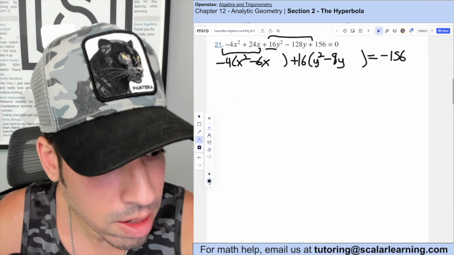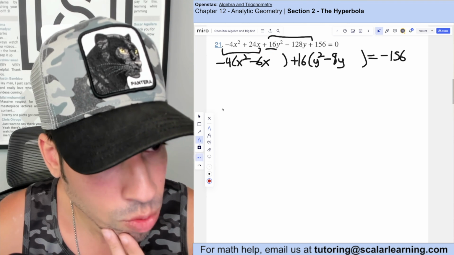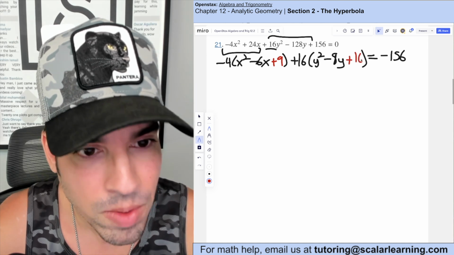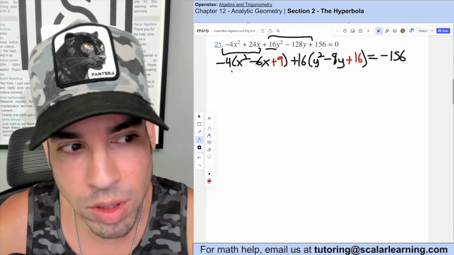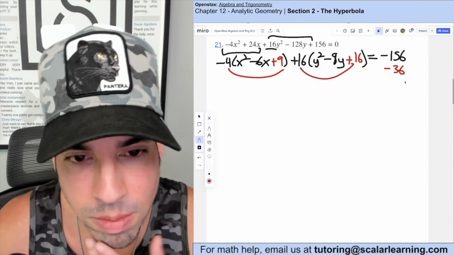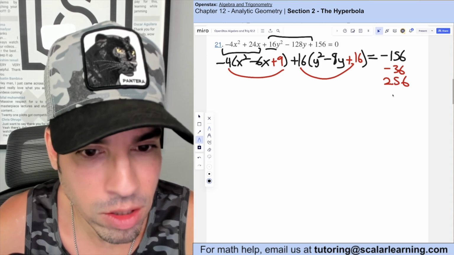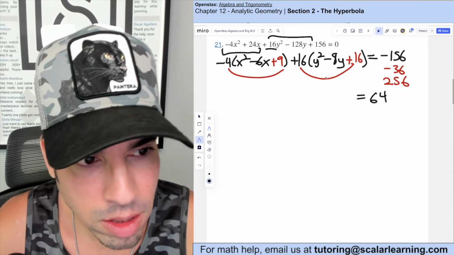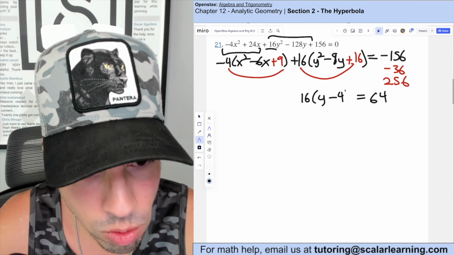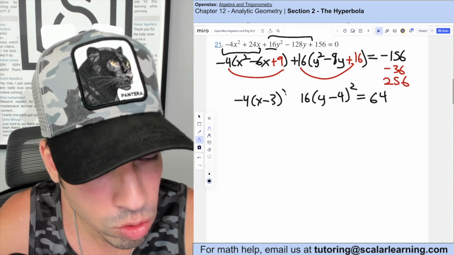Okay, the next step to get this into our standard form is we've got to complete the square. And we do that by taking half of that and squaring it. So that's -3 squared, which is 9. -4 squared here would be 16. But then we've got to add these values to the other side, remembering this is really -4 times 9, so -36 that we're adding here. And 16 times 16 is positive 256 that we're adding here. So 256 minus 156 is 100, minus 36 is 64. And then over here, that becomes 16 times y minus 4 squared, and that factors to -4 times x minus 3 squared, okay?